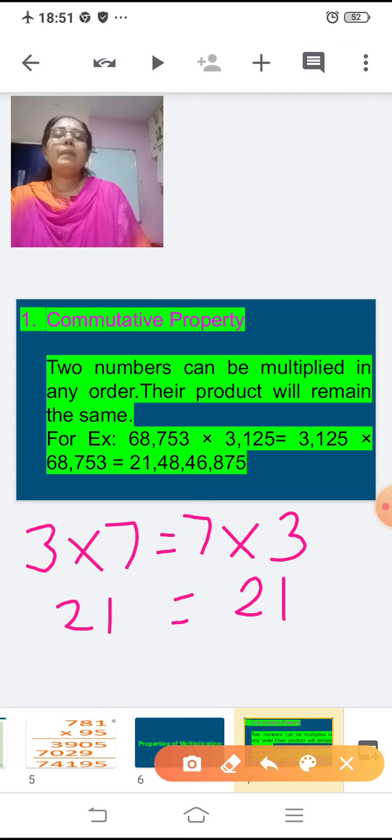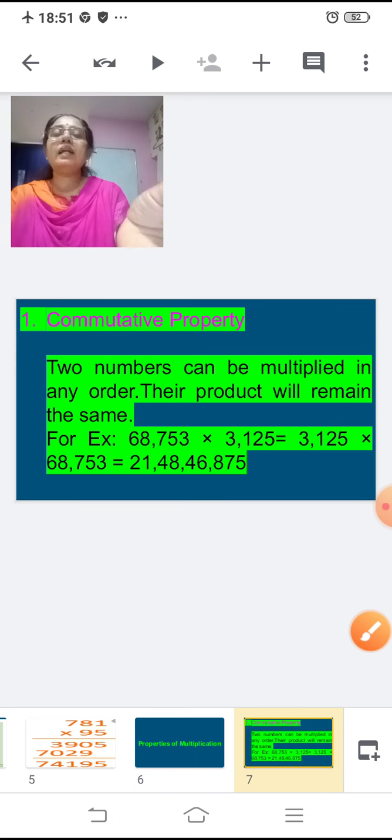Now here in the example I have given, that is 68,753 multiplied by 3,125. Now if I change the order and write 3,125 first and then 68,753, the product or the answer after multiplying the numbers will not change. It will remain the same. That is called the commutative property.